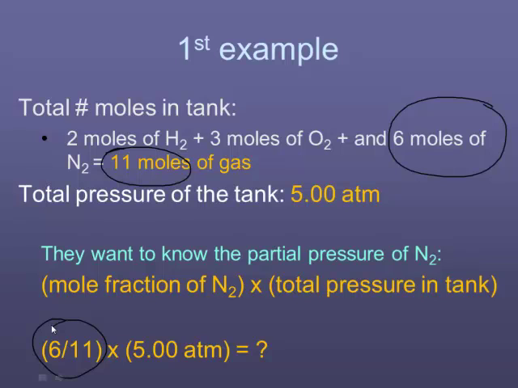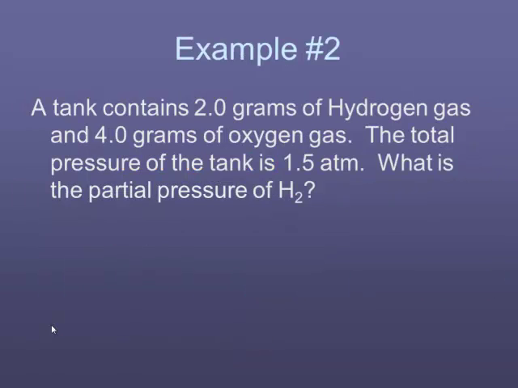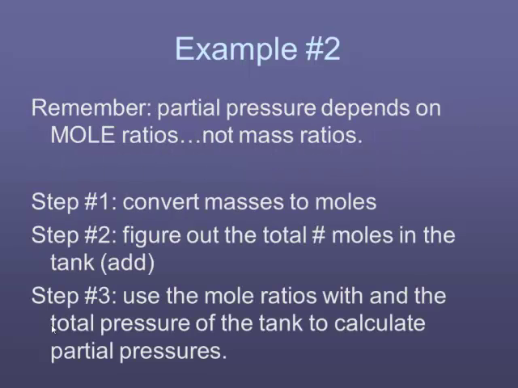Here's a separate example. In this example, you have 2 grams of hydrogen, 4 grams of oxygen, and the total pressure of the tank is 1.5 atmospheres. So you need to revert back to what I just told you. Partial pressures depend upon mole ratios. I didn't give you any moles here. So let's think about some strategies.